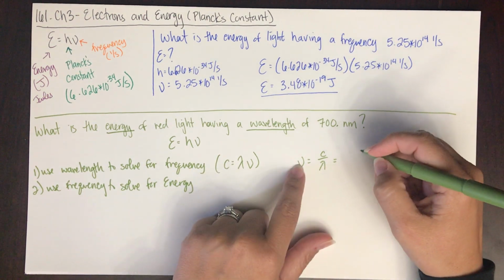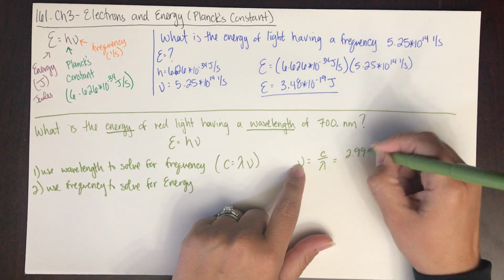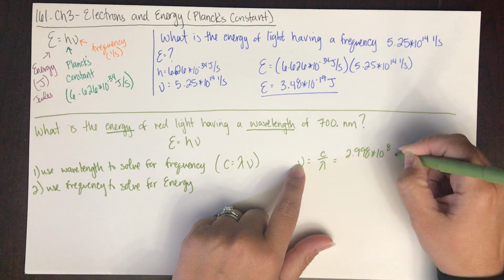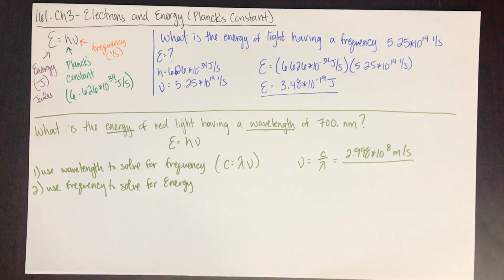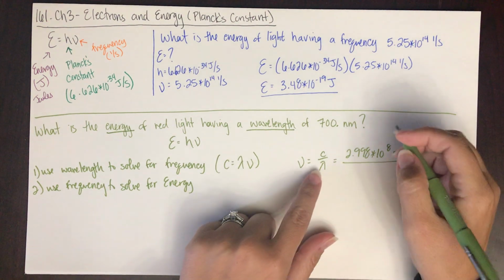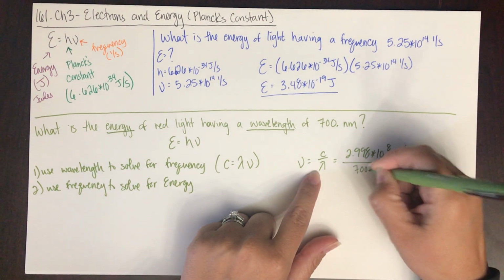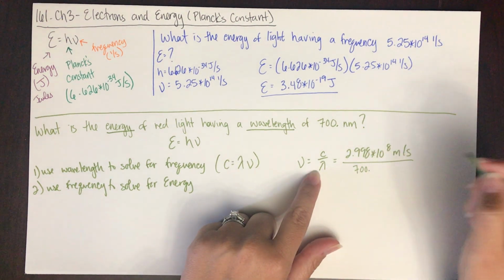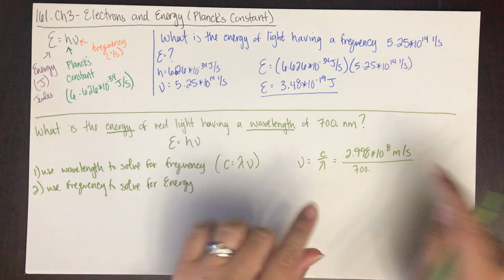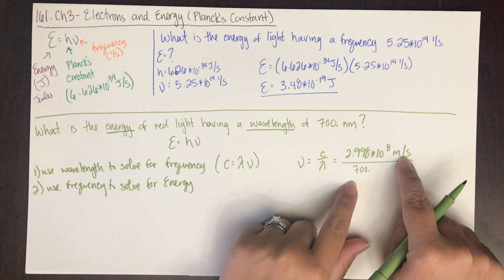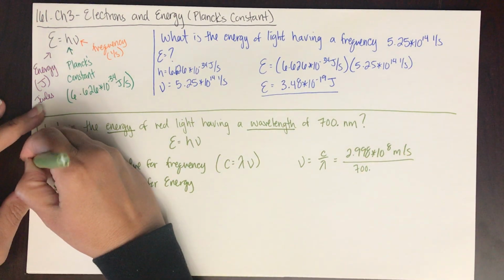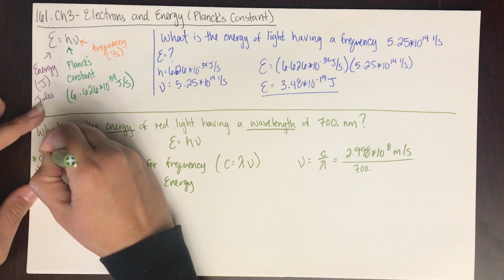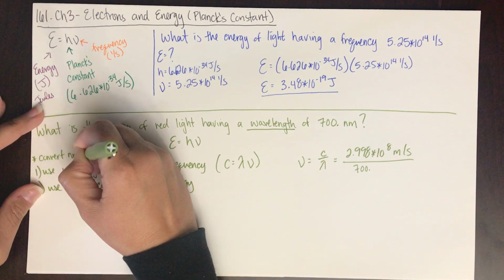So I'll say frequency equals 2.998 times 10 to the 8th meters per second. That's the speed of light, constant. It'll always be given to you. You do not have to memorize it. Divided by the wavelength, 700. with a decimal place there. Oopsie, nanometers. That's not going to work. First, we need to convert wavelength in nanometers to meters. So there's one step even before here. Convert nanometers to meters.